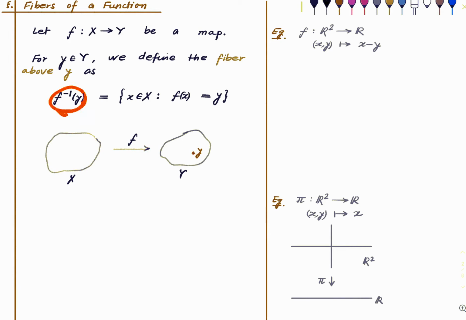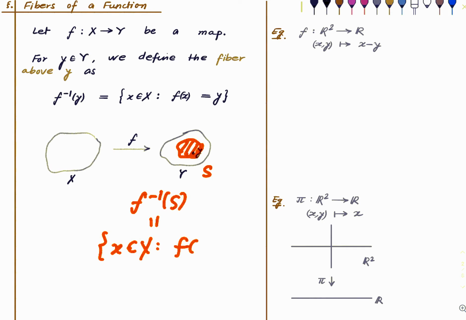This is also called the preimage of little y. The notion of preimage is a little bit more general. If you have any subset S of the target set Y, you can talk about the preimage, which, as you may recall, is all those points which map inside S. Right? Fine. So that's just a small recollection of the notion of fiber.